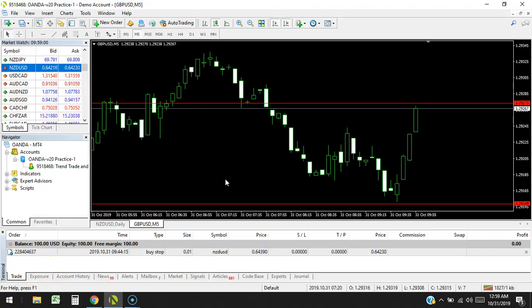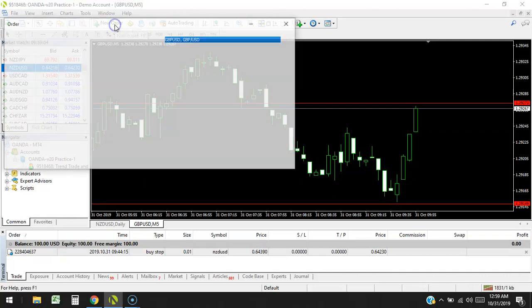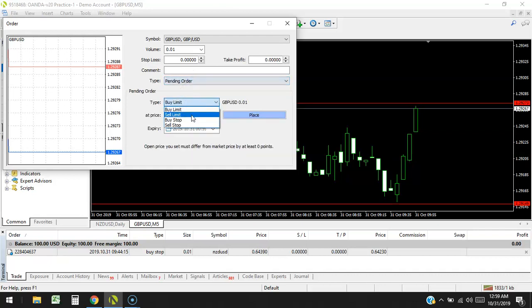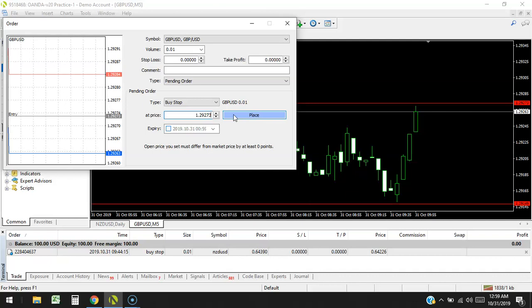All right, guys, it is 12:59 now, so I'm going to go ahead and put those buy stop and sell stops. You got to be fast with it. You only have 1 minute to do this, guys. So buy stop at 1.29273. Buy stop.